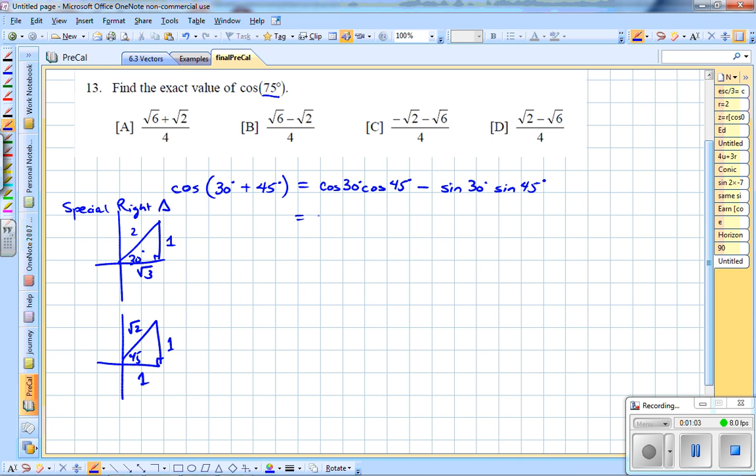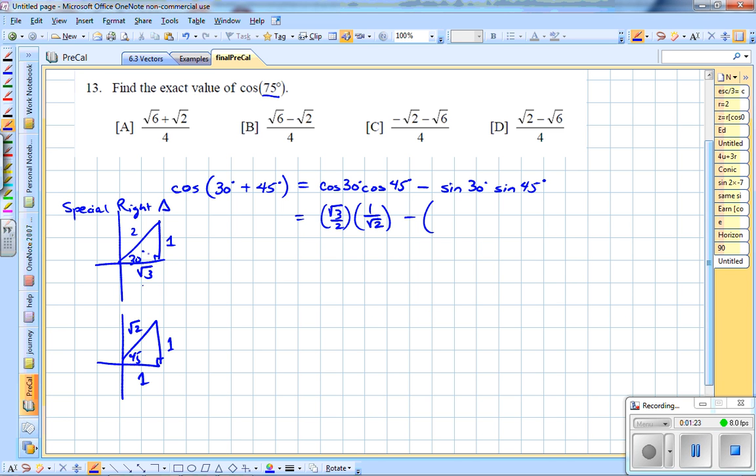Now, go ahead and substitute. Cosine is adjacent over hypotenuse. So I look at the 30-degree triangle. Adjacent is square root of 3. Hypotenuse is 2. So I have the square root of 3 over 2. Cosine of 45, I jump to this triangle, is going to be adjacent over hypotenuse, which is 1 divided by square root of 2.